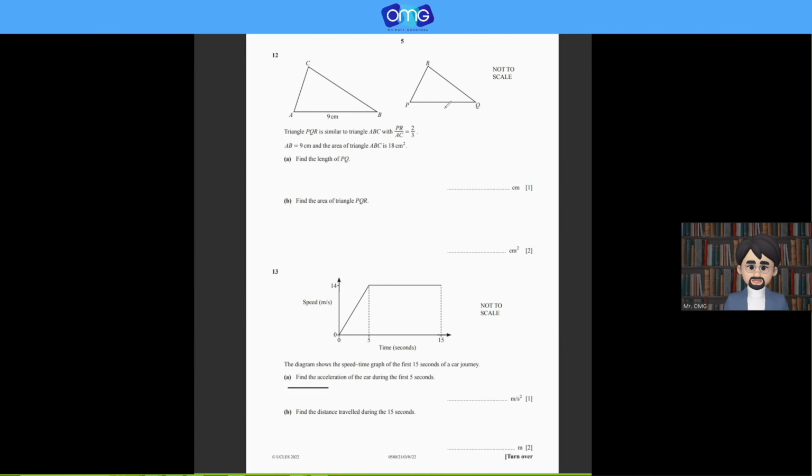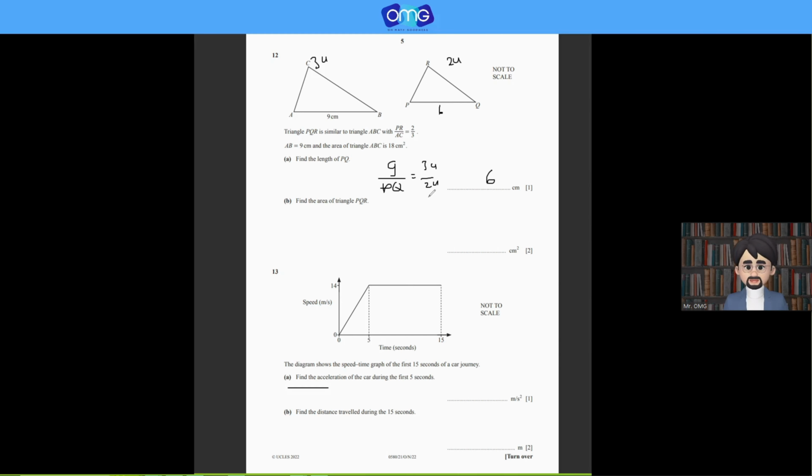PR to AC is 2 to 3. So basically this is 2 units and this is 3 units. Find the length of PQ. So basically 9 divided by PQ will equal 3 units over 2 units. If we count this, we get 6 centimeters, because 1 unit is 3, so 2 units is 6 centimeters.